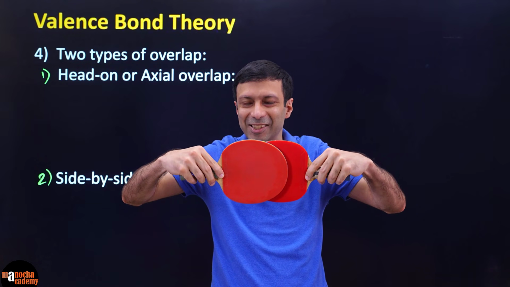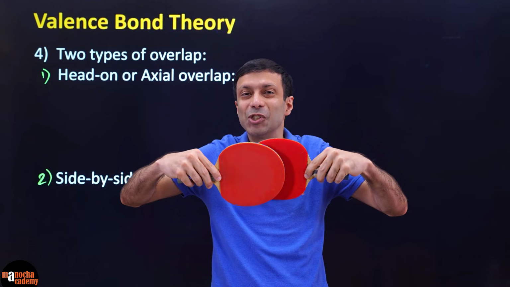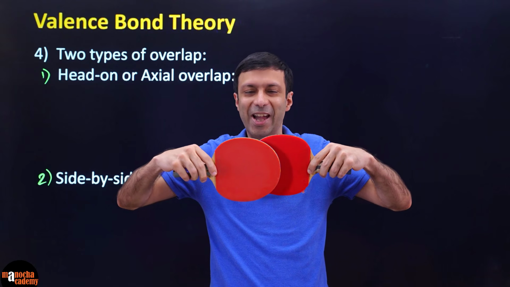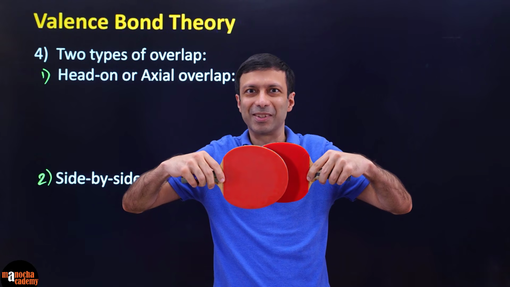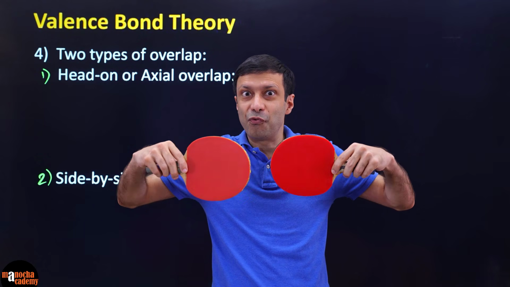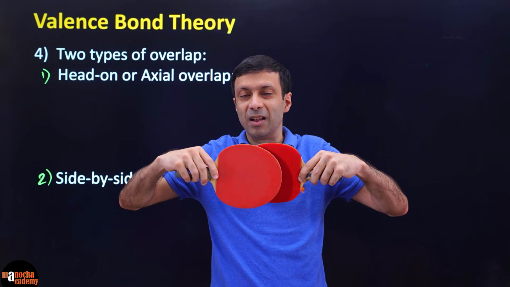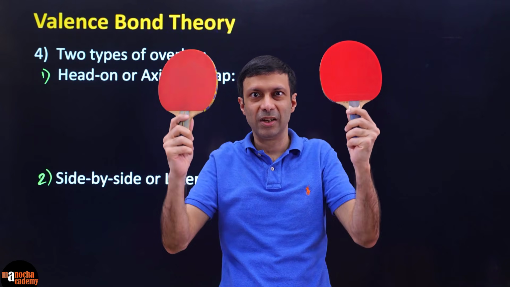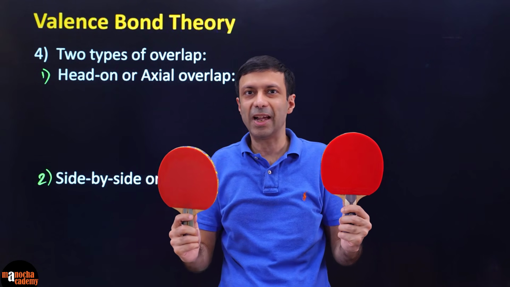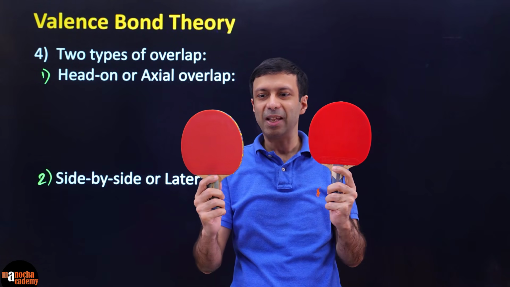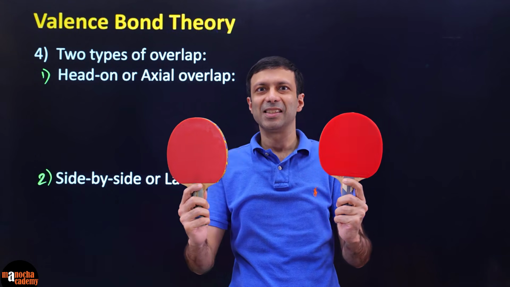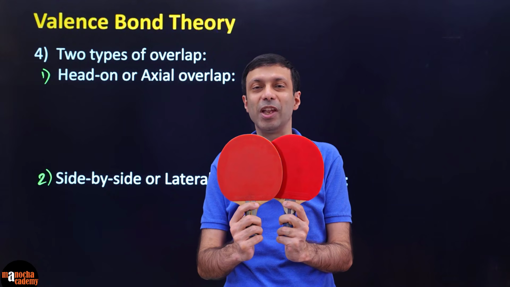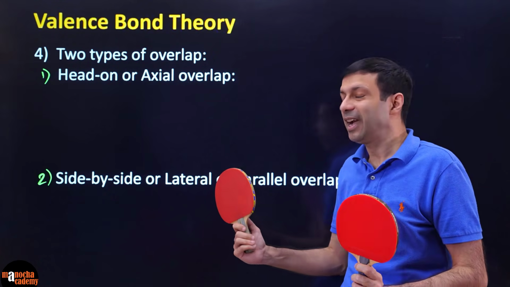They overlap like these atomic orbitals. This is called your head-on or axial overlap. Okay. So this is the first type of overlap. Now your p orbitals could also be along this axis, for example. They could be along this vertical or y-axis, and when they overlap like this, side by side, we call this the side by side or lateral or parallel overlap.